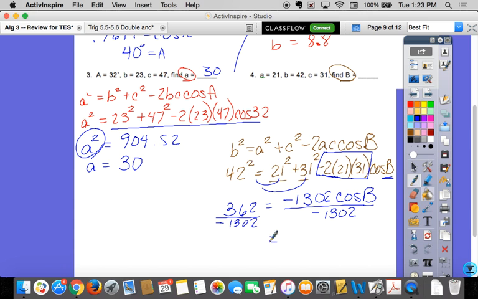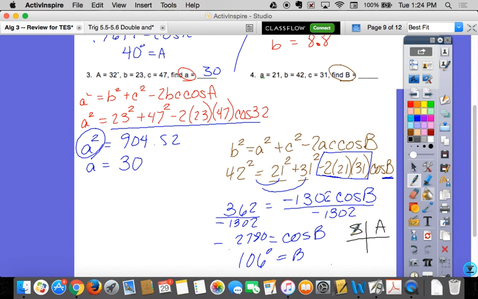Now when you do that, you get a negative 0.2780. Now when you do inverse cosine of that, it may feel a little weird, but it all works out. 106 degrees, which just means that b is obtuse. Should make sense, because think about it.